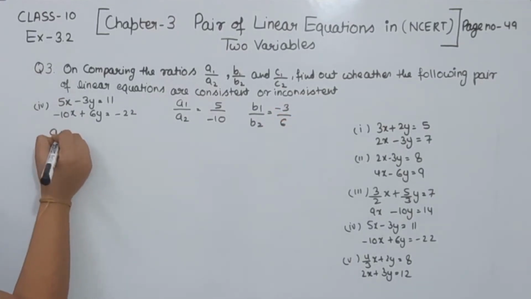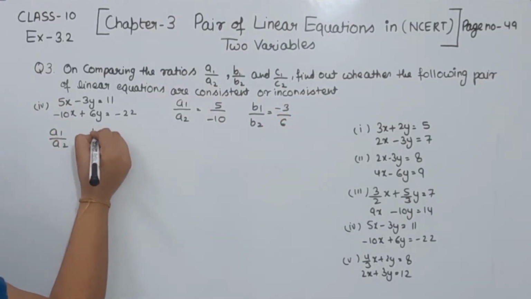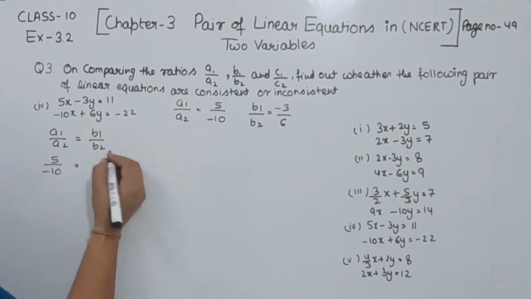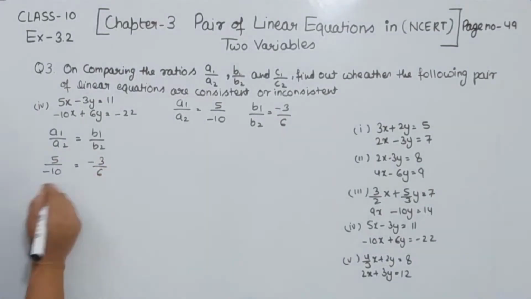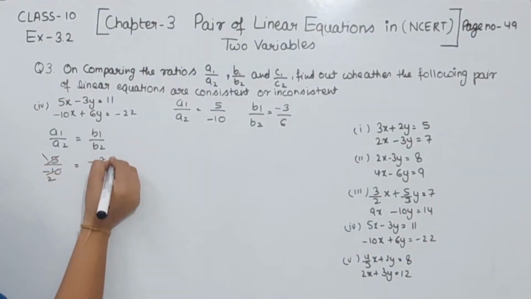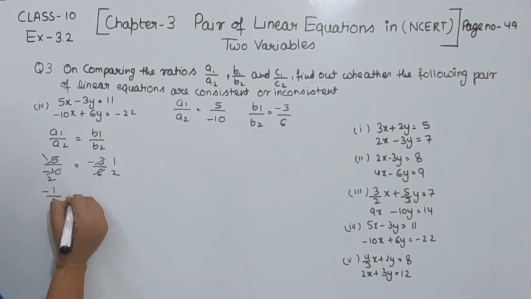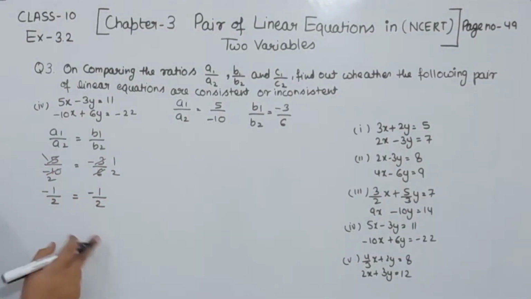Now I am going to find whether a1 by a2 is equal to b1 by b2 or not. So this one is 5 by minus 10 and here we have minus 3 by 6. Now I am going to simplify this one. 5 1s are 5, 5 2s are 10, 3 1s are 3, 3 2s are 6. So this one is minus 1 by 2 and this one is minus 1 by 2. That means both of them are equal.